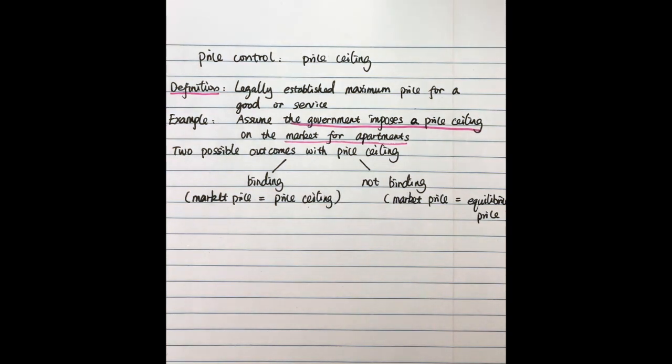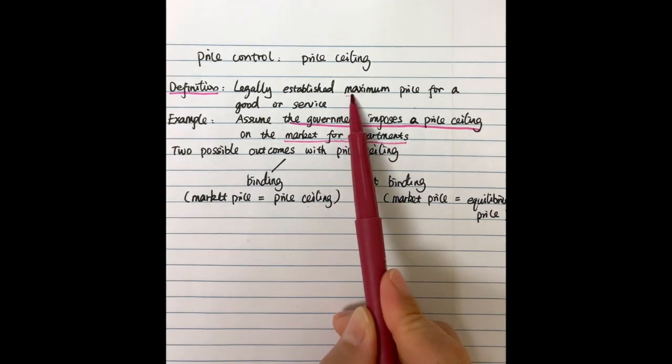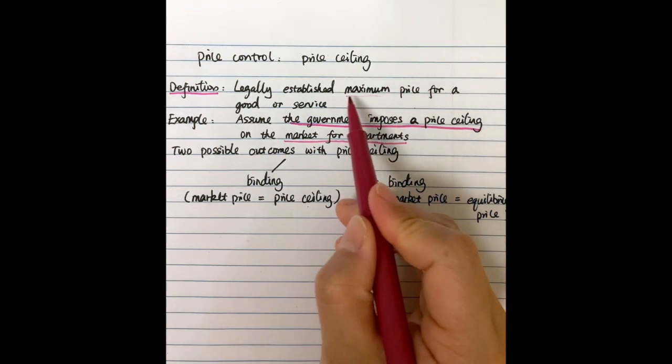In today's video, I would like to talk about price control policies. We first begin with price ceilings. So what does price ceiling mean? The definition of the price ceiling is that the government can legally establish the maximum price for a good or service.